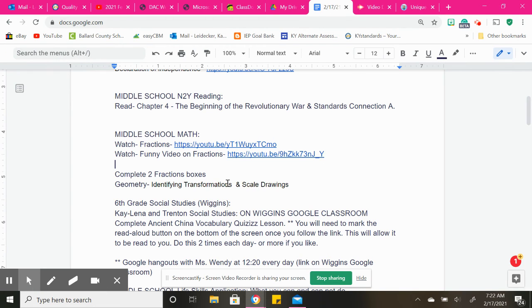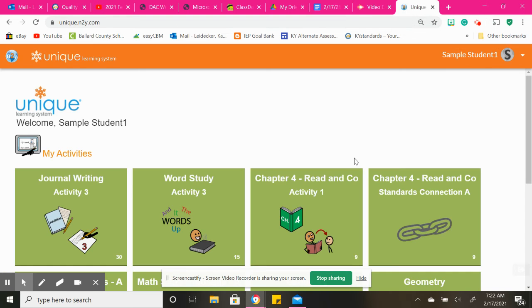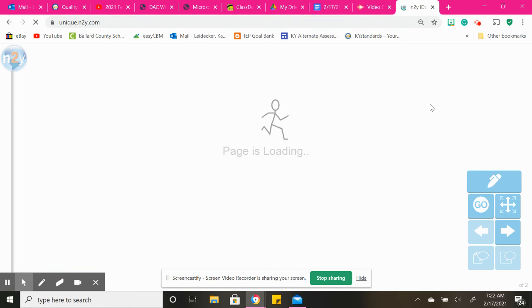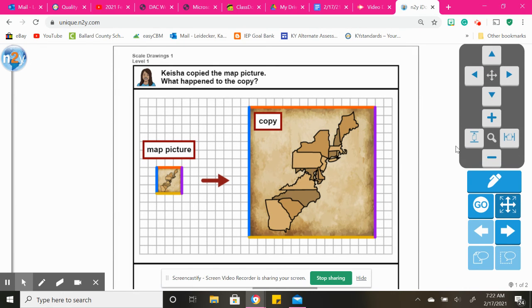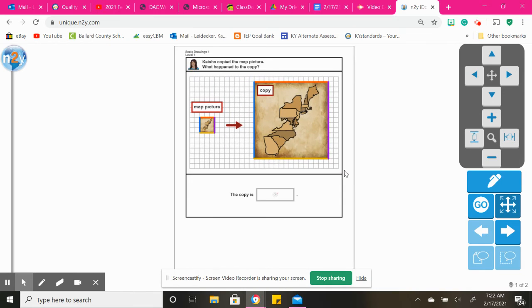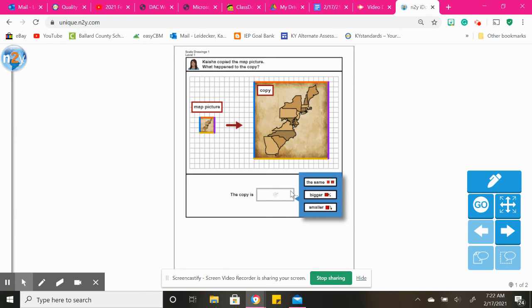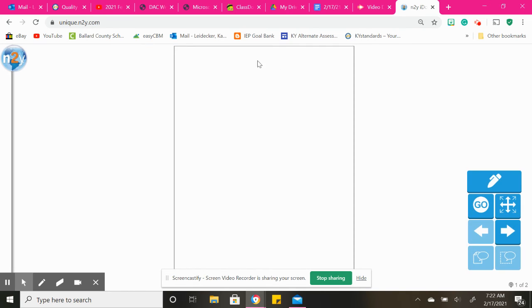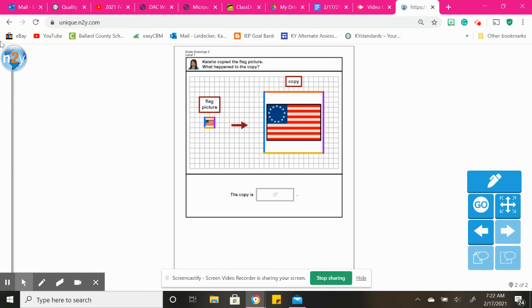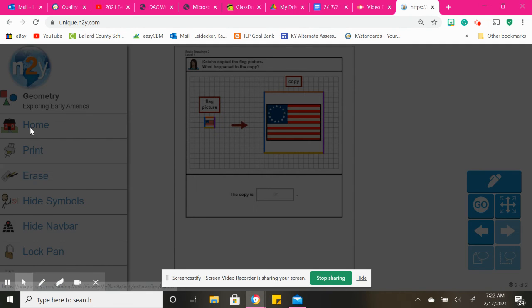And then your next one will be scale drawings. So the next geometry box, scale drawing. Here we have Keisha copied the map picture. What happened to the copy? So knowing really that this is the original, and then she made a copy. So she enlarged it. So it was either the same, it was bigger, or smaller. And that will be the same thing for what started and then what was the copy, whether it was the same, bigger, or smaller.